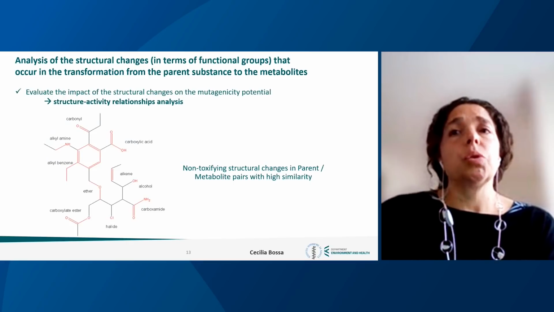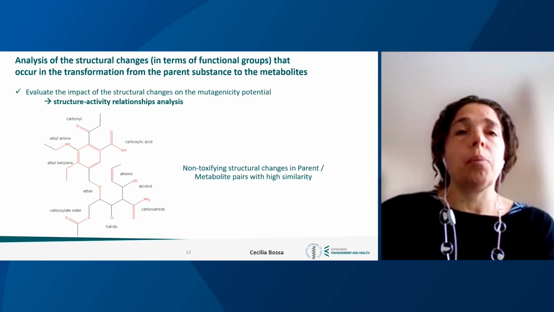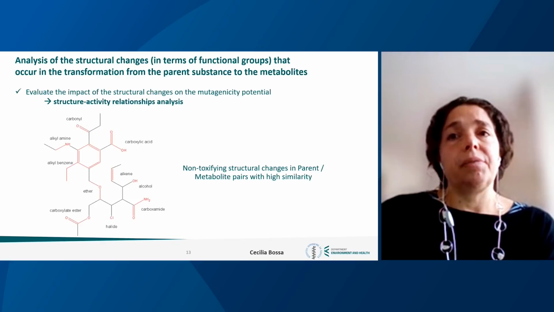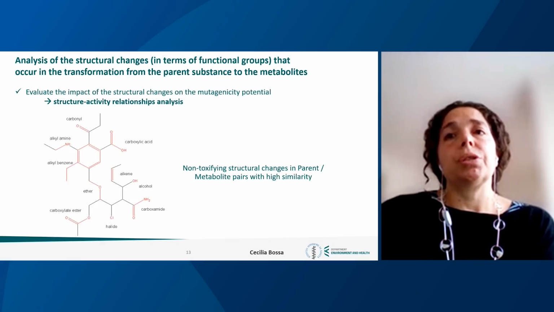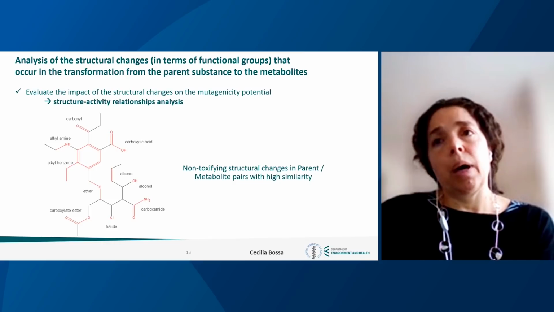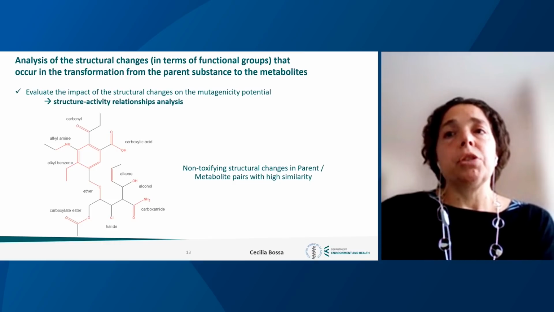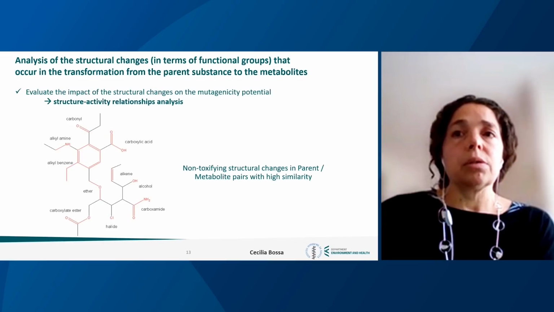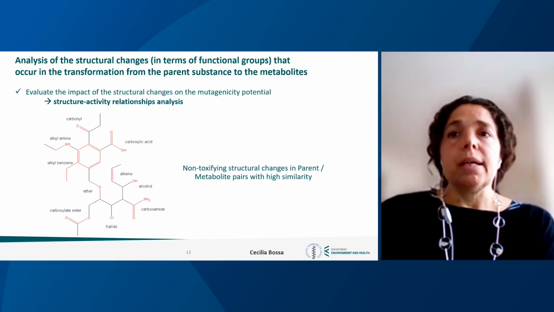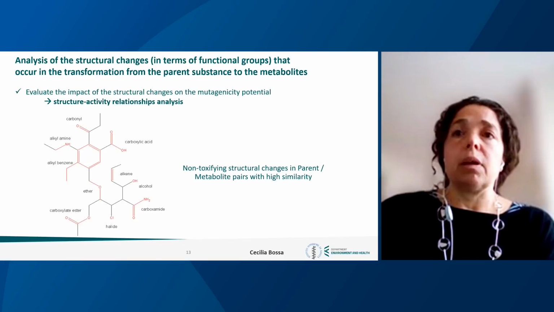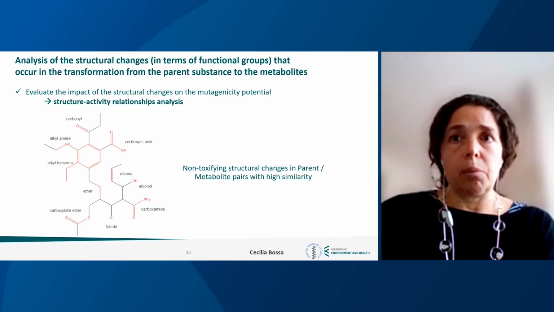The results are shown here in pictorial form in terms of chemicals, features, and substructures that are likely not to alter the reactivity of the parent compound when transformed to the metabolite. This piece of information may be used in a read-across or a weight of evidence approach supporting the mutagenicity evaluation of pesticide metabolites.